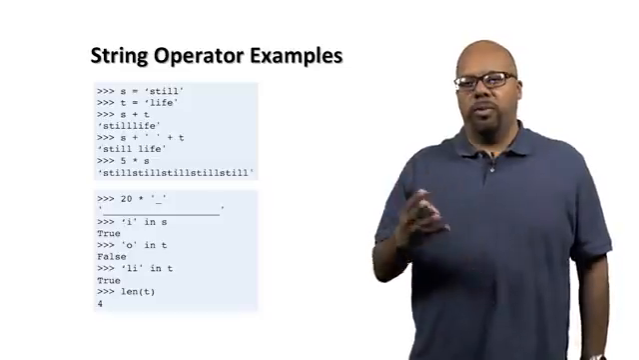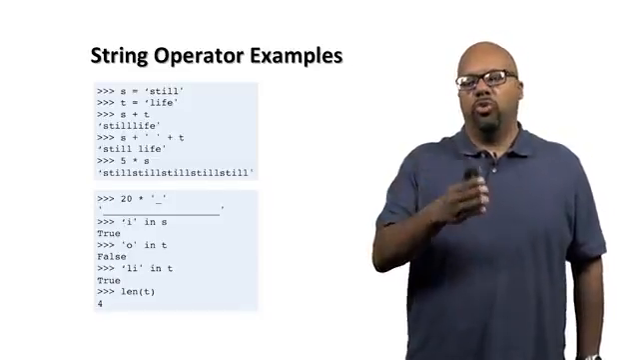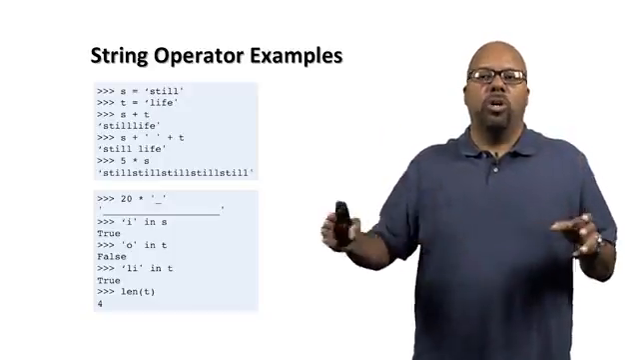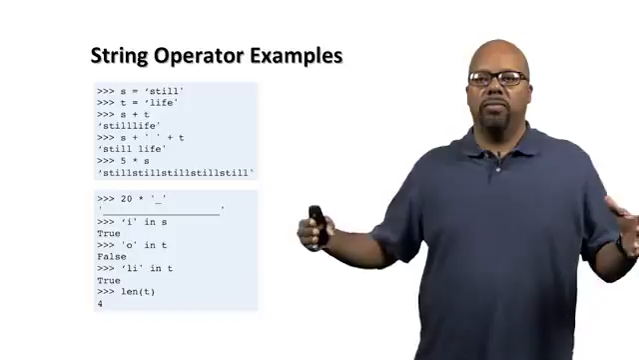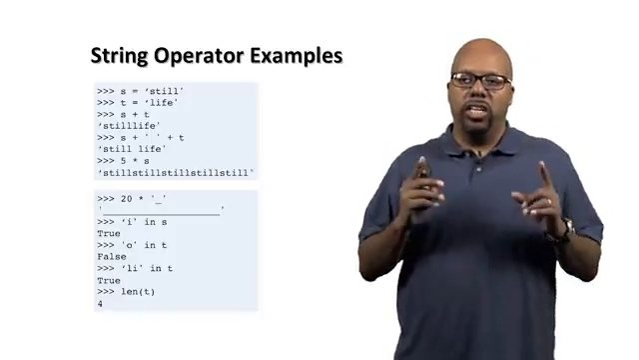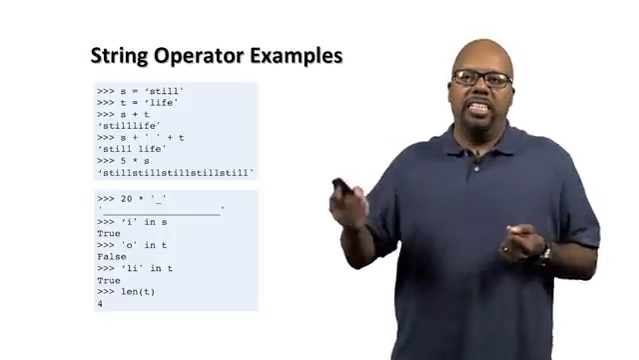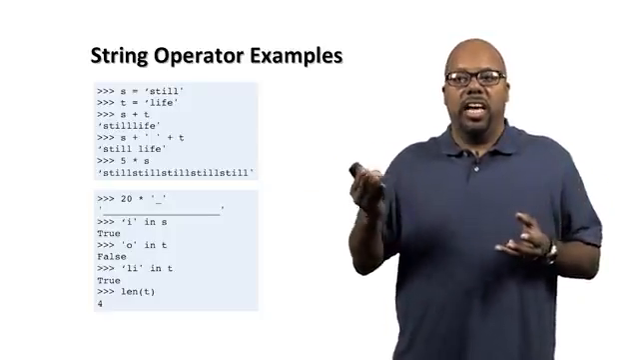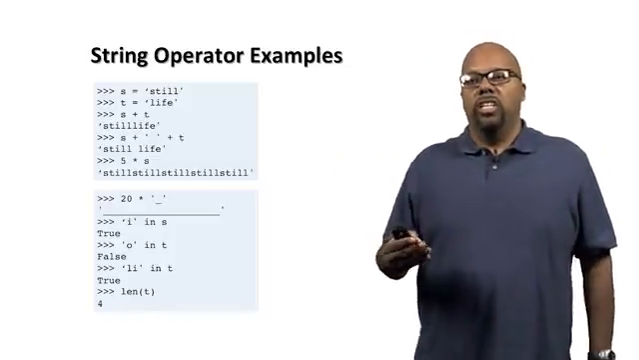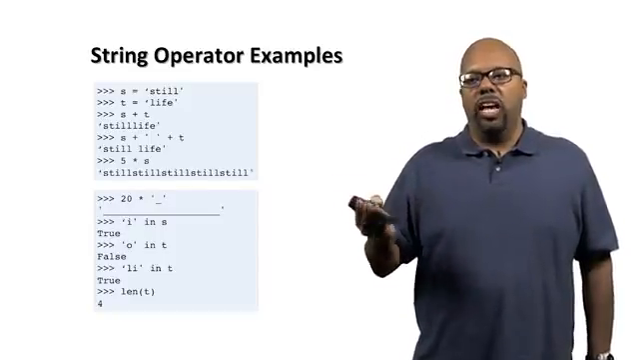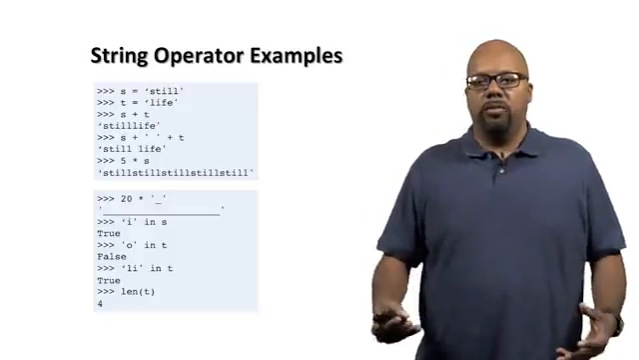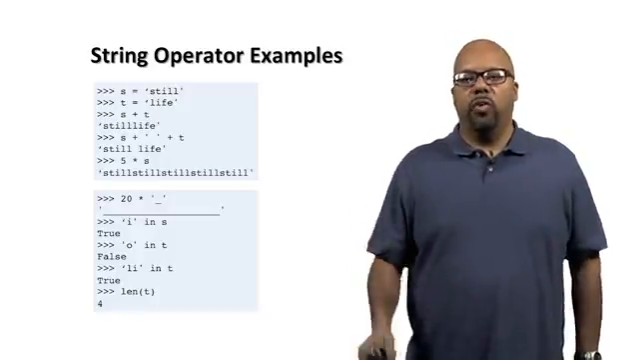Then here's another example of the multiple concatenation. So 20 star, and then an underscore. I have an underscore in single quotes. So it just repeats 20 of them and gives me a big string of 20 underscores. Now the next one, i in s, is true. So it's looking at this very short string i. Is that inside s? Now s is the word still. Is i in there? Yes, there's the letter i in there. So it returns true. o in t: the letter o is not in the word life, so o in t returns false. li in t is true, because li is a substring of life. And length of t is 4 because life is 4 long.